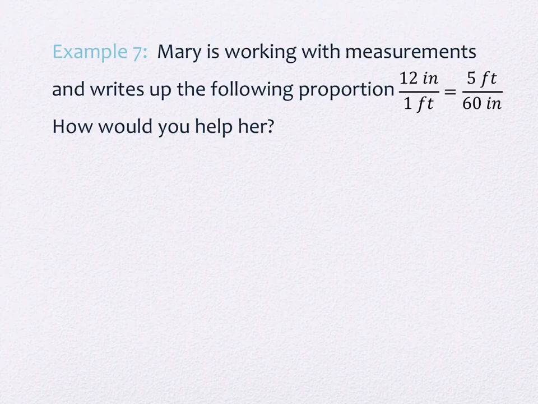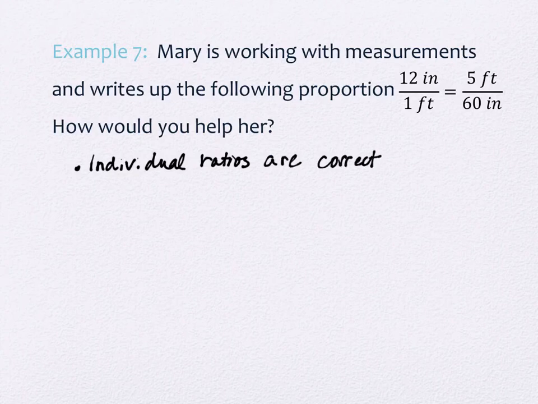For example, on Mary's work, the left-hand side, 12 inches and 1 foot are equal values, right? So putting them in a ratio like this makes sense. And the same thing on the right, the 5 feet and the 60 inches are equal values. So tell her first that she has the individual ratios correct. And of course, if you were actually talking to her, you would add a bit more praise: good job, you got the individual ratios set up. There is something that's not set up correctly. Do you see it? What's not set up quite correctly?